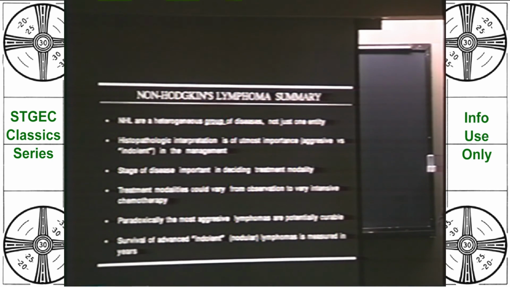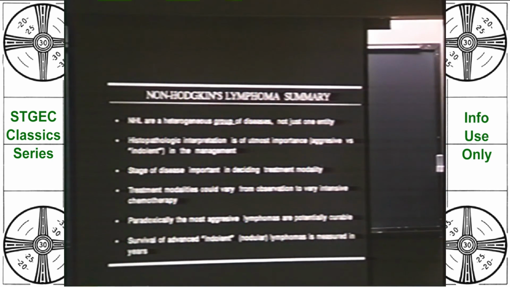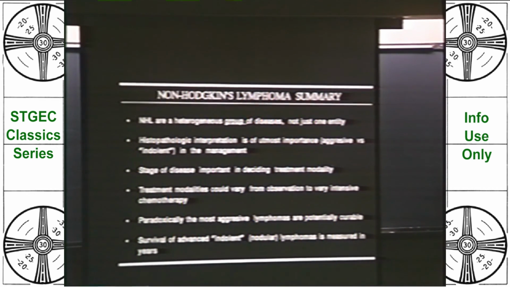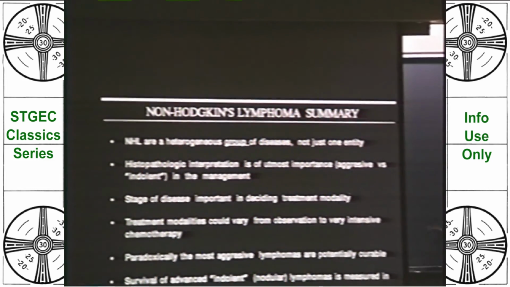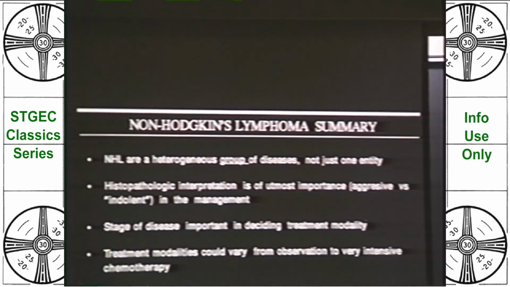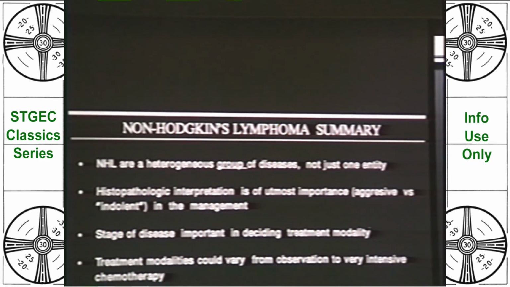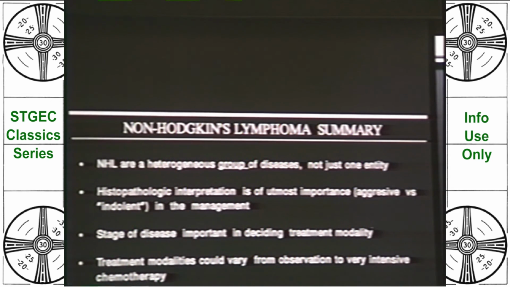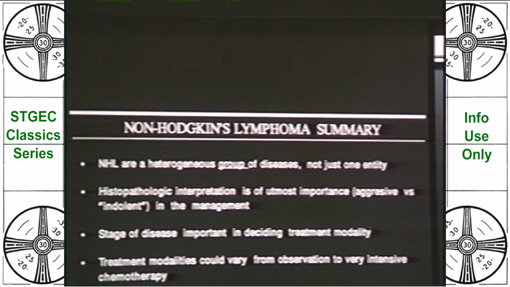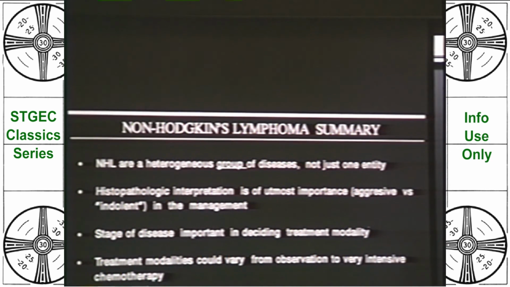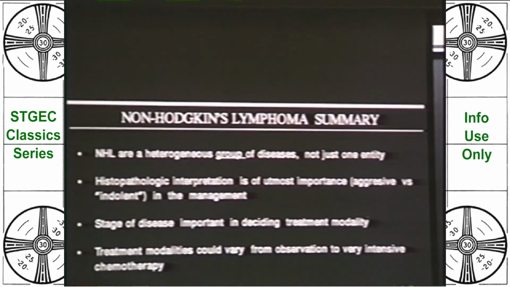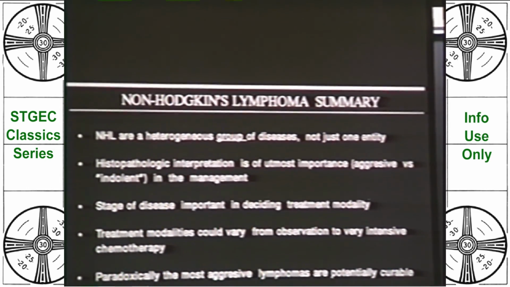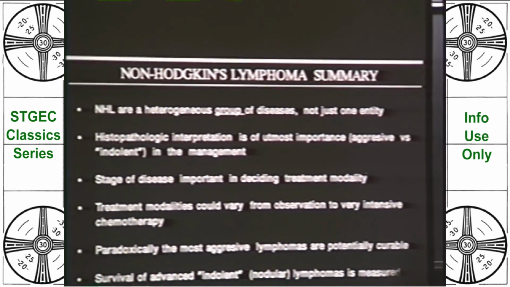Okay, so in summary, what can we say about the non-Hodgkins? It's a heterogeneous group of diseases. It's just not one entity. You need to talk to the pathologist and make sure he gives you a category of aggressive versus indolent, because that will help you in the management. The stage of the disease is important, at least in many of these non-Hodgkin's lymphomas. The treatment modalities could vary from observation, like in the watch and wait approach, to very intensive chemotherapy, depending on the type of disease and its behavior.